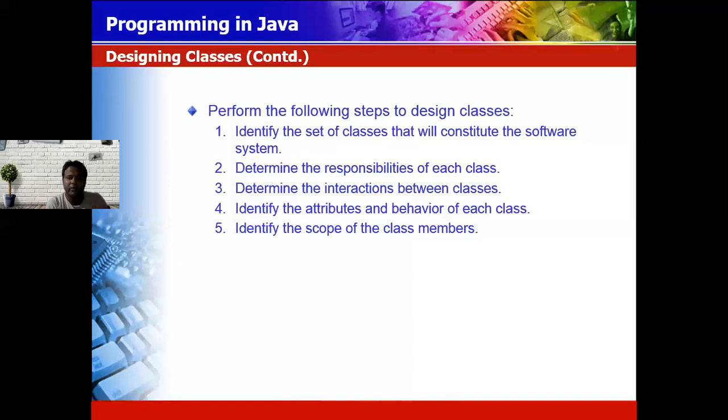Identify the attributes and behavior of each class. Attribute means what information you want to store. For a student, you can store the student ID or roll number, student name, contact number, parent contact number. So these are called your attributes. Means for a class, what information you are storing, that is called an attribute. Then identify the attributes and behavior of each class.